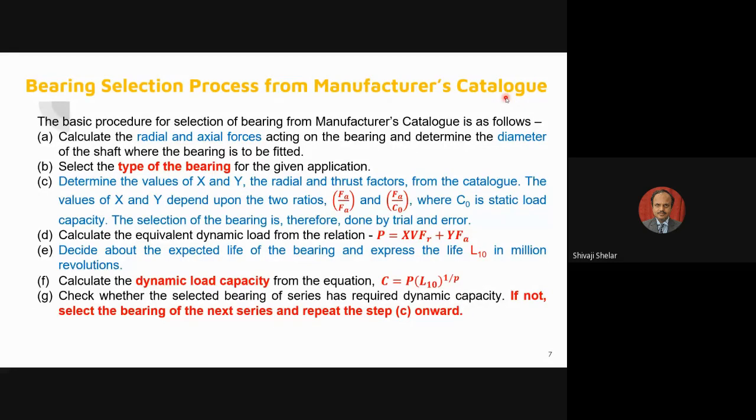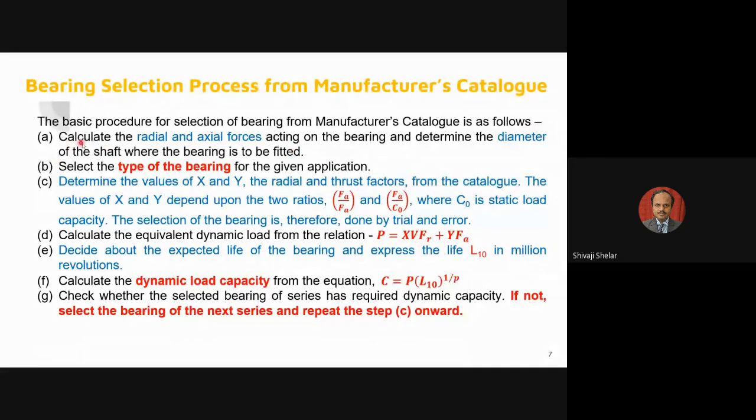These steps are very, very critical, and each and every time we select a bearing, all these steps need to be followed. So the basic procedure of selection of bearing from the manufacturer's catalog is as follows. To select a bearing, you should have the manufacturer's catalog in your hand. You should have the data table of that associated bearing with you. Only then can you start the selection process.